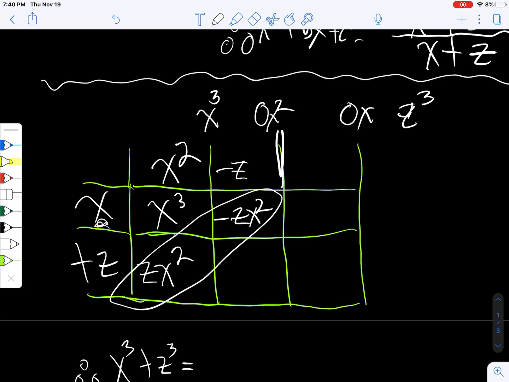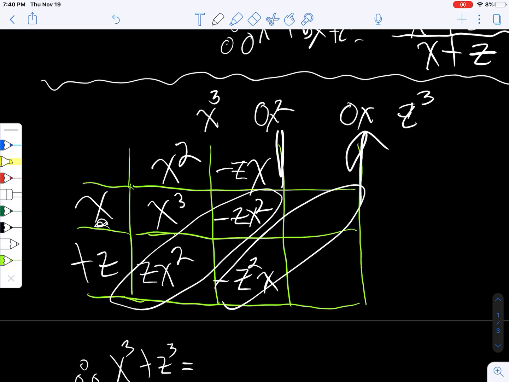Negative zx. Okay, and now I have to expand through the box. Negative zx times negative zx times by z is negative z squared x. Again, this diagonal has to add up to 0x. So this is going to be positive z squared x.